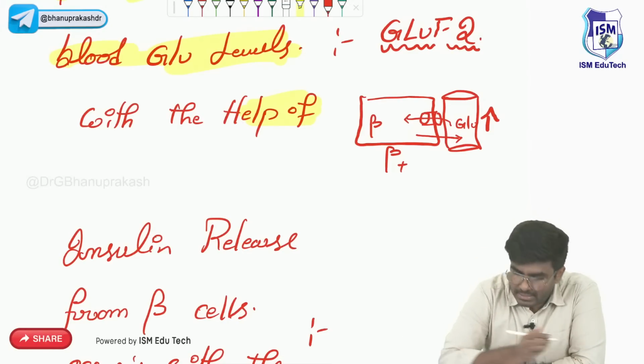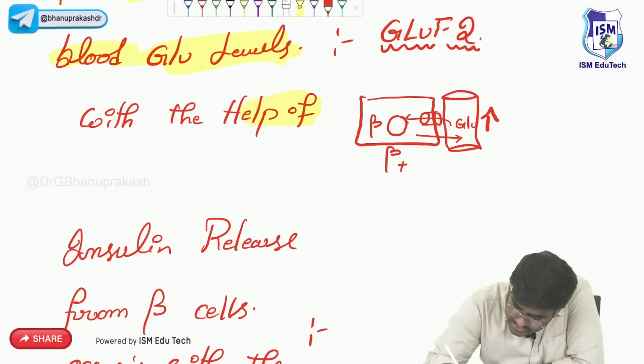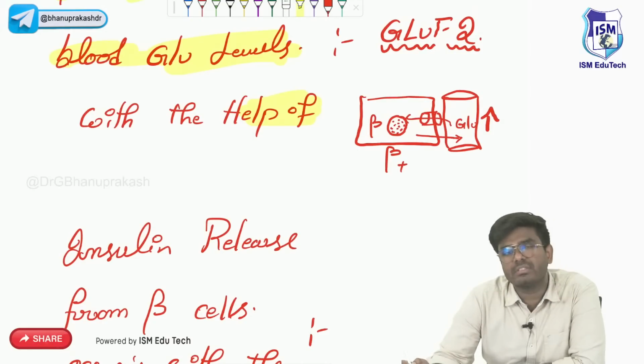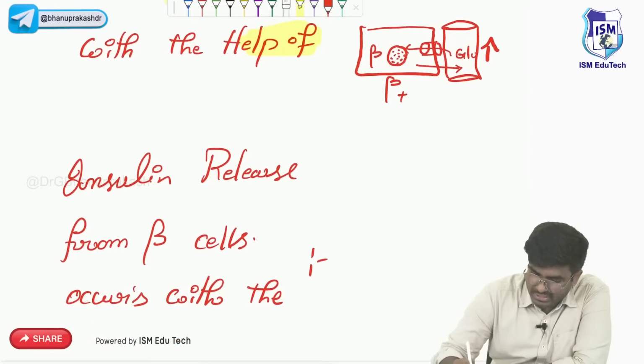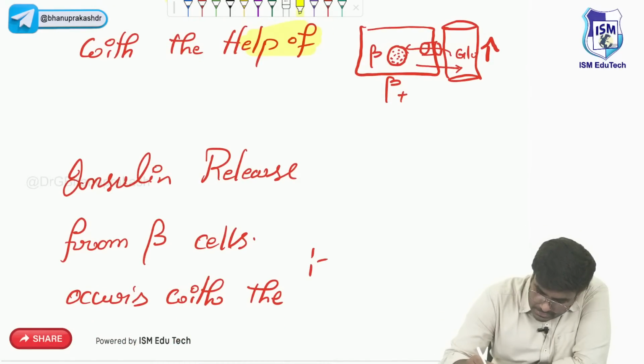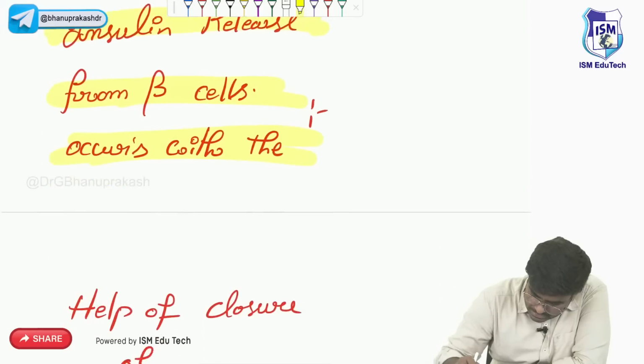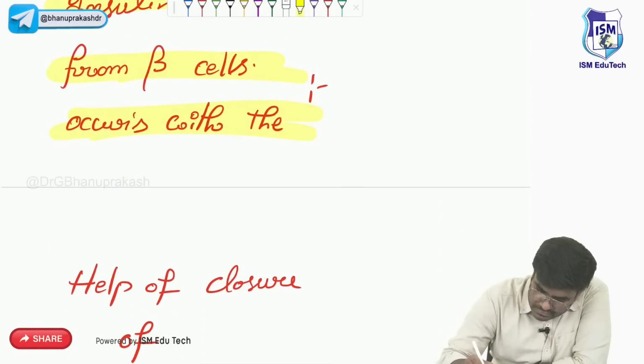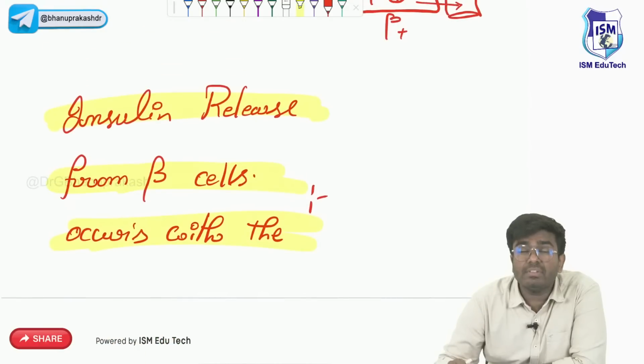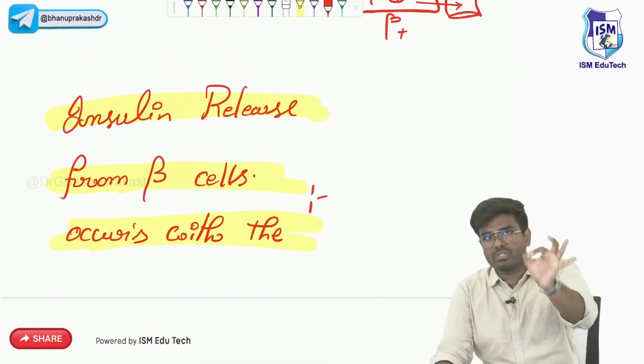Now my question is, here the beta cell is having vesicles with lots of insulin. Next question, please concentrate. See, this is the question. Insulin release from the beta cells occurs with the help of closure of which channels? If you want to release insulin out of the beta cell, you need to close certain channels. Which channels? Very, very important. A lot of times this question has been asked.